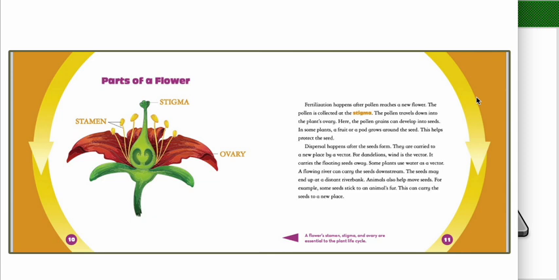Dispersal happens after a seed forms. They're carried to a new place by a vector. For dandelions, the wind is the vector. It carries a floating seed away. Some plants use water as a vector. A flowing river can carry seeds downstream, and the seeds may end up at a distant riverbank. Animals can help move seeds. For example, some seeds stick to an animal's fur. This can carry the seeds to a new place.